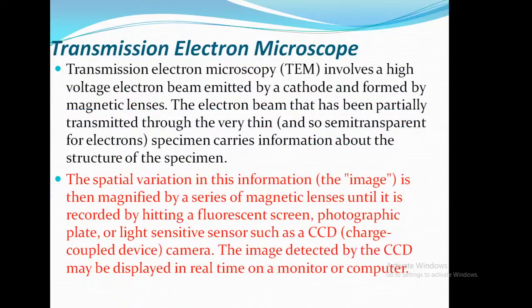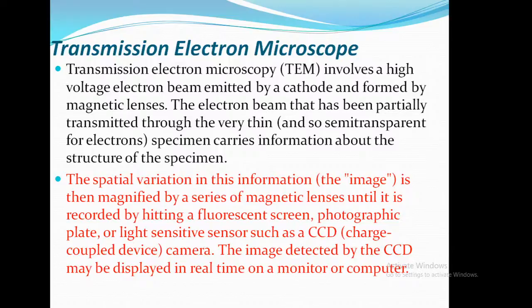Also, the TEM involves a high voltage electron beam emitted by the cathode and formed by magnetic lenses. The electron beam is partially transmitted through the very thin specimen, which is semi-transparent to electrons, and carries information about the structure of the specimen.